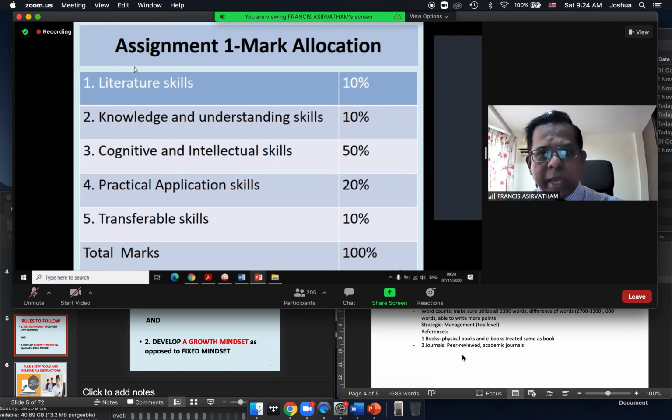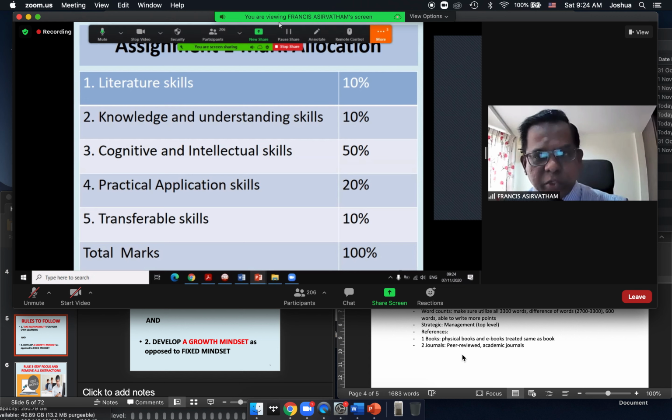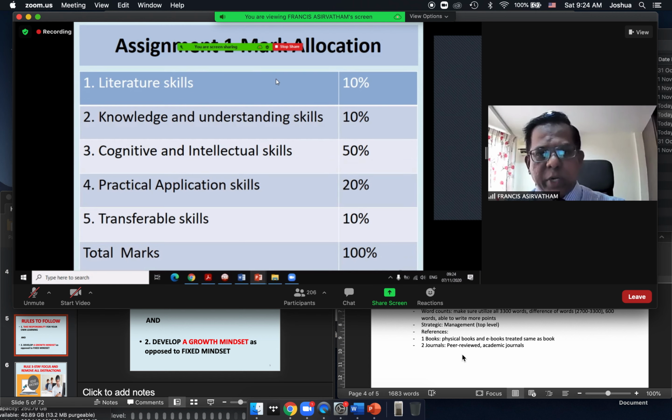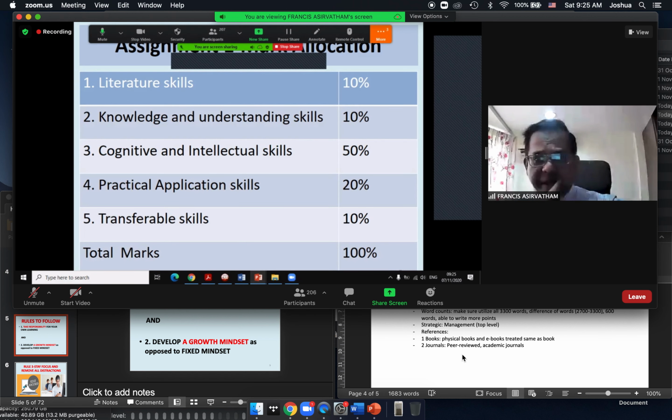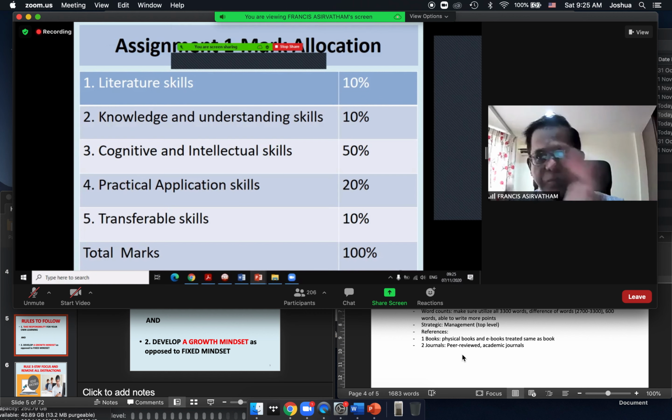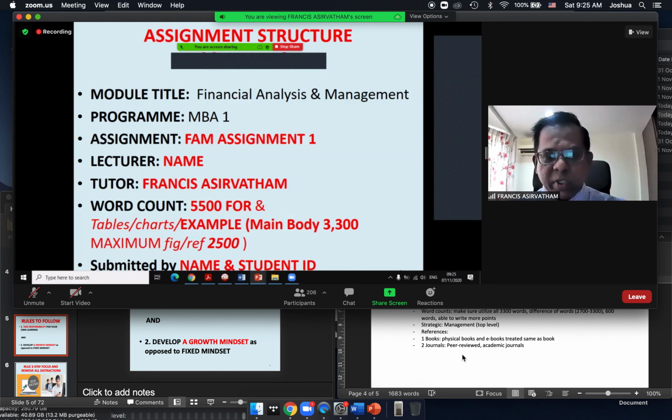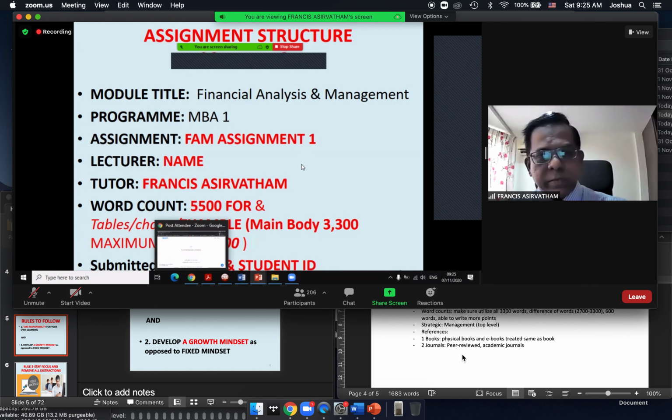The mark allocation is extremely important, but you don't need to worry about all this because I've already translated what exactly you need to do. You follow the word count, you know exactly what to do. It has been translated to get these marks. So follow the guideline. When you do this assignment, number 1, the module cover page must be very clear.